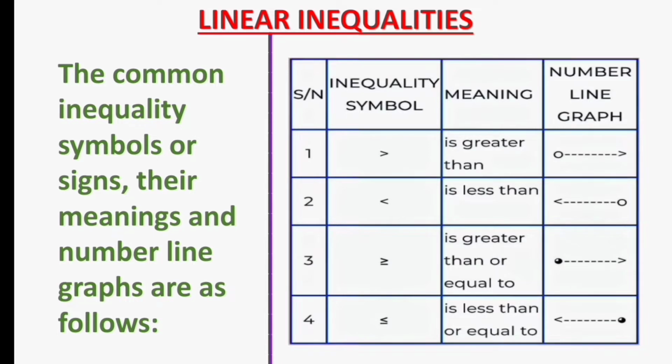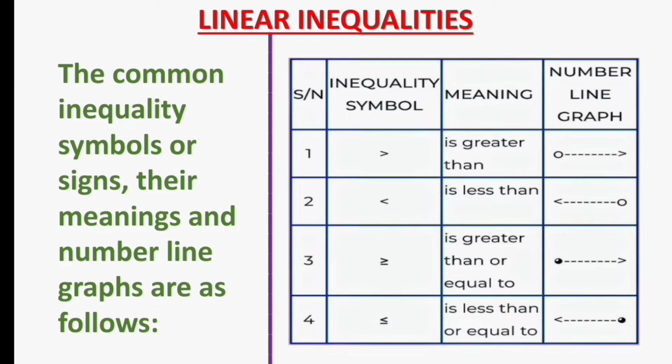Here we have the four inequality symbols. The first inequality symbol, which means is greater than, has a number line graph with an empty ring and an arrow pointing to the right. The second inequality symbol means is less than, and it has a number line graph with an empty ring with an arrow pointing to the left.